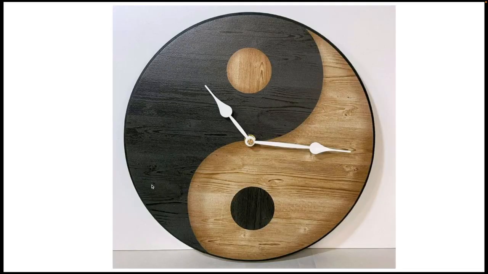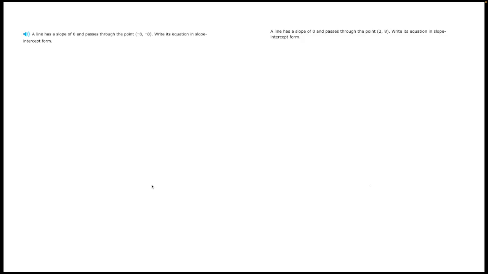All right, here is our cool clock, which means it's time for you to practice. Go ahead and pause the video and try these 2 problems on your own. And when you're ready, you can unpause the video and we'll check your answers.